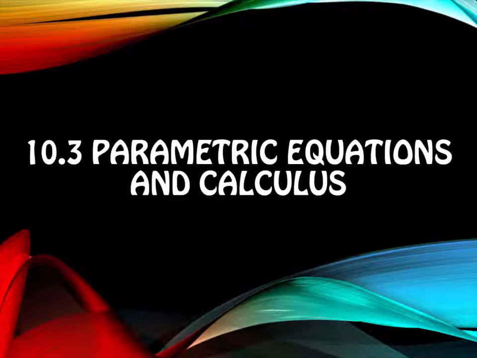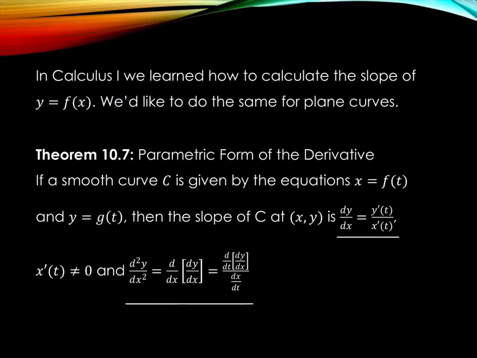Today we're going to take a look at section 10.3, parametric equations and calculus. As a general matter, what are we doing? In Calc 1 we learned how to calculate slopes of y equals f of x, and we'd like to do the same for plane curves. That's where we're going to start. We're going to move into a little bit of antiderivative stuff toward the end, but we're going to start with slopes. So this is the parametric form of the derivative.